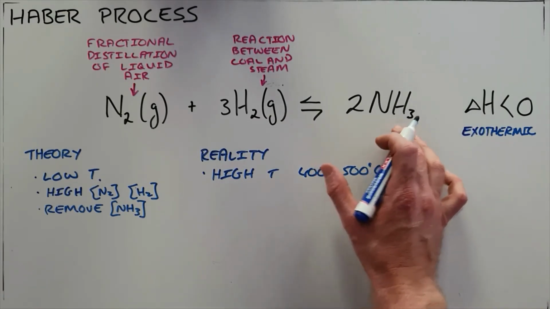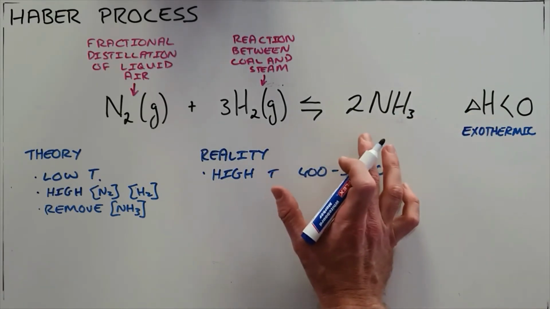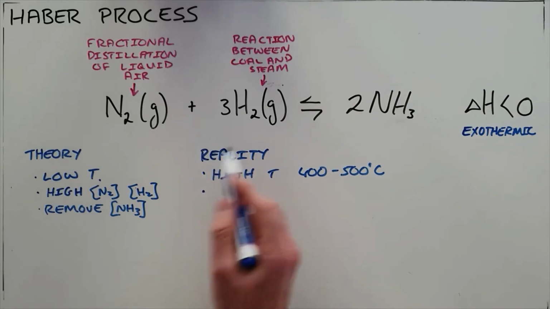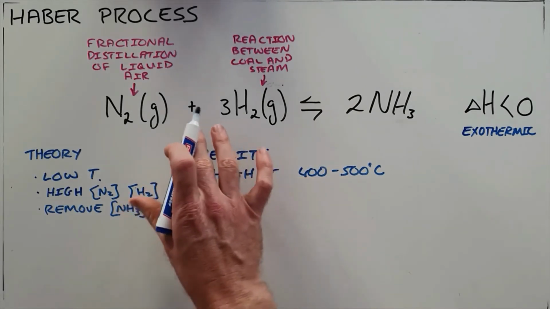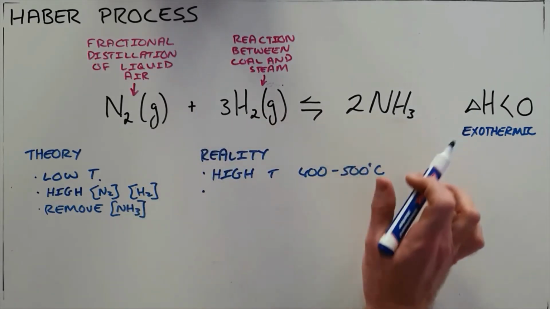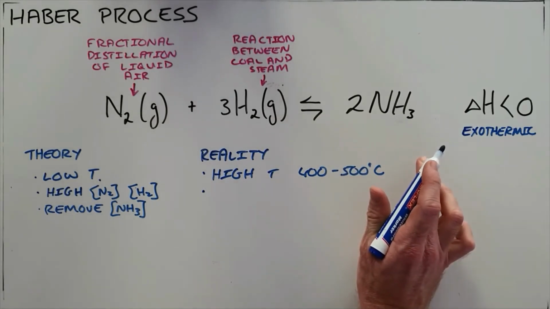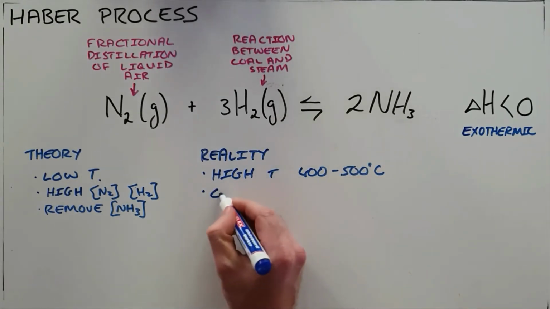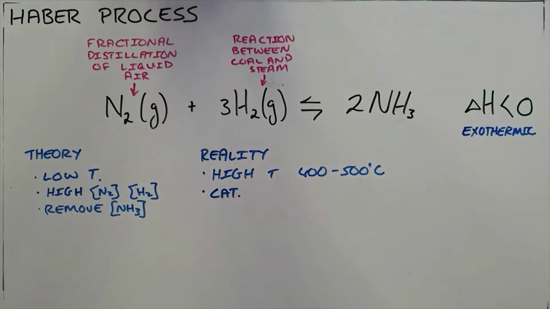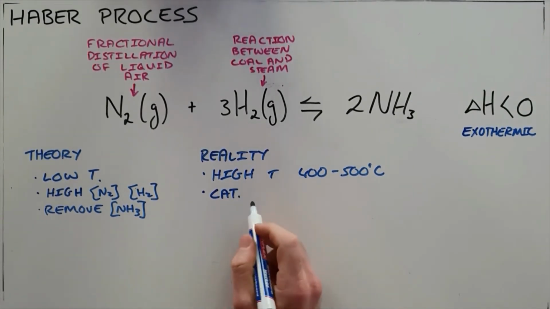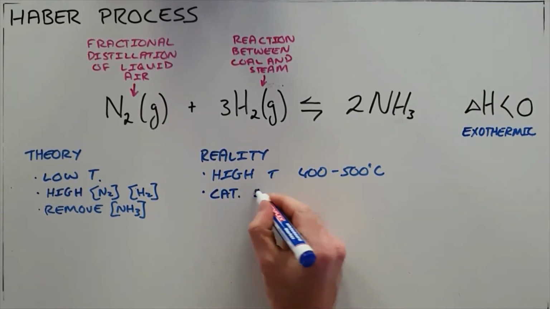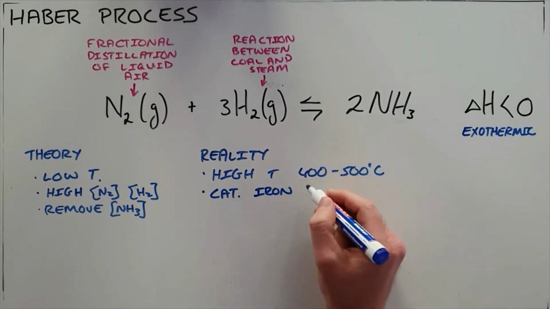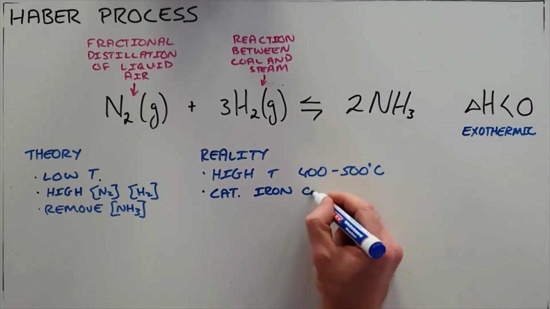Obviously, what that does do is it makes us favor the reverse reaction. So a number of changes are required in order to, again, favor the forward reaction that produces more of our products. The first one is that we add a catalyst. The catalyst that we would use here is iron oxide, and again, that would speed up the rate of reaction.